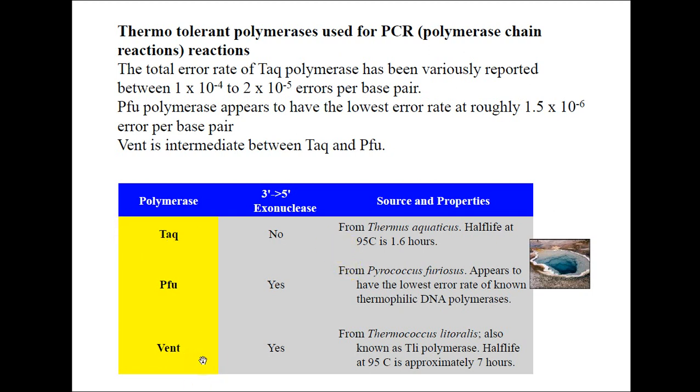These are used for PCR: Taq polymerase, PFU polymerase and Vent polymerase. Taq polymerase is extracted from Thermus aquaticus. PFU is extracted from Pyrococcus furiosus. This has the lowest error rate, and Vent polymerase is extracted from Thermococcus litoralis, also known as TLI polymerase. The half-life of this Vent polymerase is higher than Taq polymerase.